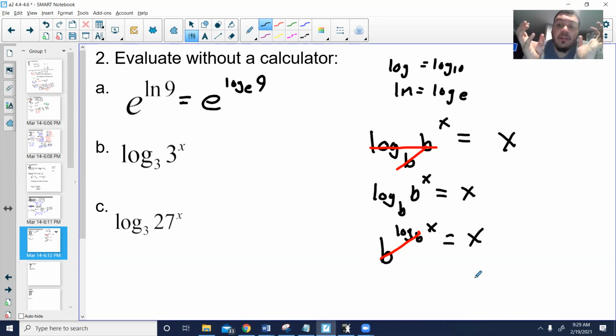So if you have a base of a log with an exponent or base of an exponent with a log, and those bases are the same, it's very important, are the same, you're able to cancel them out.